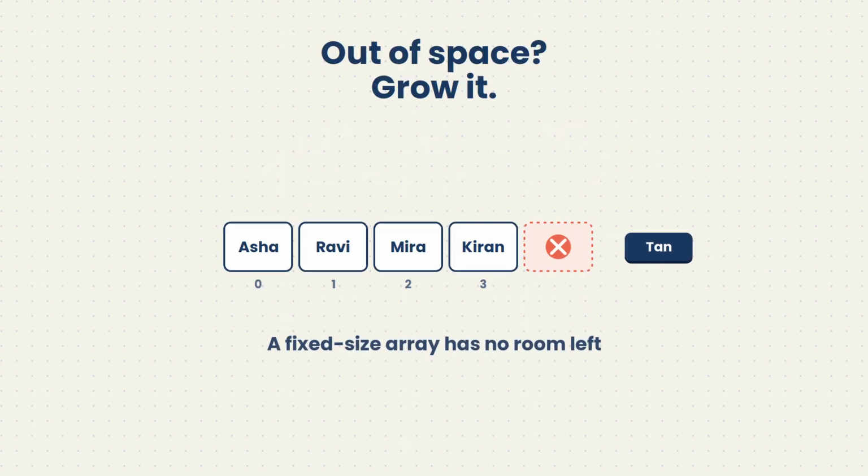Suppose you create an array that can hold 4 names and you fill it completely. Now you need to add a fifth. A regular array has a fixed size chosen when it is created, so there is no room and you cannot simply make it bigger. So how do we get an array that grows whenever we need it to? That is exactly the problem a dynamic array solves. And by the end of this video, you will understand exactly how it works inside.